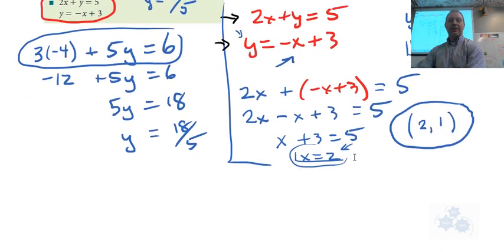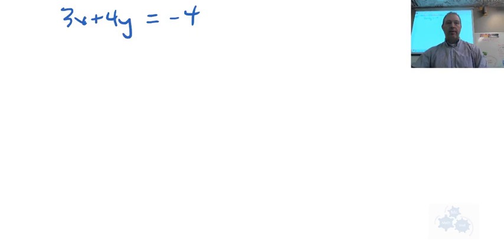Okay, but let's do another example of substitution. So 3x plus 4y equals negative 4, and x plus 2y equals 2. Here's an example where I'm going to use substitution. Now remember, with substitution, you want to isolate one of the variables in one of the equations.